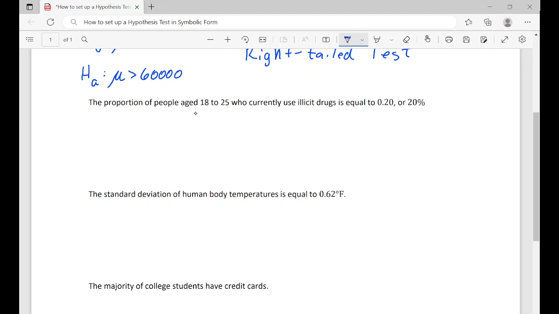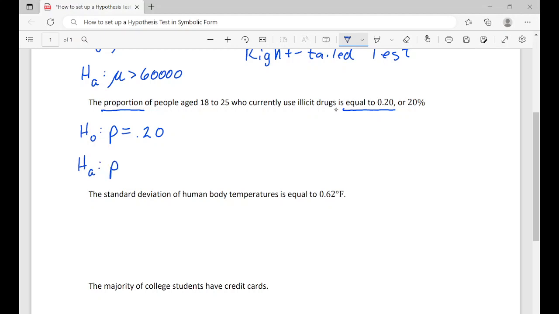The proportion of people aged 18 to 25 who currently use illicit drugs is equal to 0.20 or 20%. So it says in the claim the proportion, and that it's equal to 0.20. This 18 to 25 is just information about what's going on. It has no bearing on the symbolic form of the hypothesis, so we can ignore it. So when we put in our null, since it's a proportion, we use p, and it's again equal to because that's the symbol we use, and then the value over here, which is 0.20.